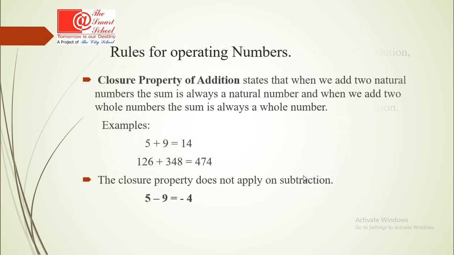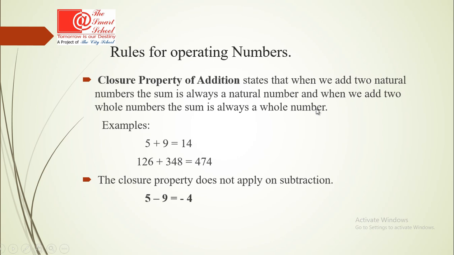Now we will come to the rules for operating numbers, and numbers can be whole numbers or natural numbers. So first of all, the closure property of addition. It states that when we add two natural numbers, the sum is always a natural number, and when we add two whole numbers, the sum is always a whole number.